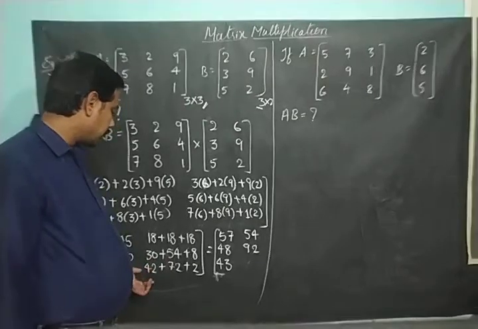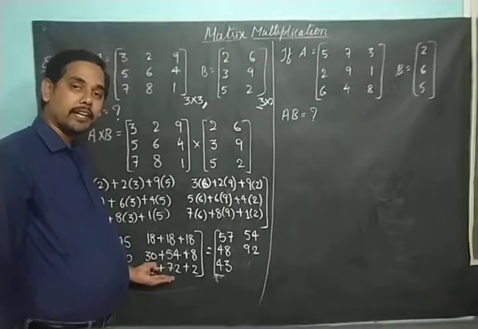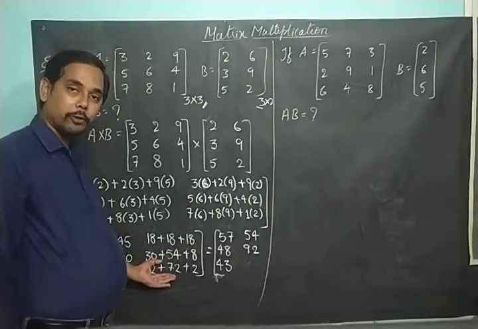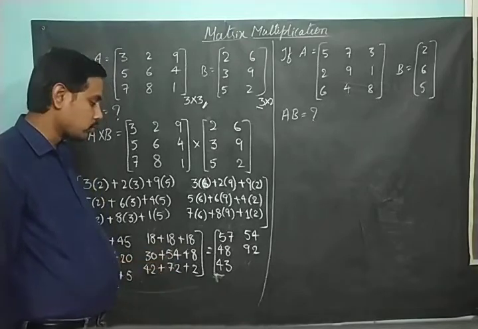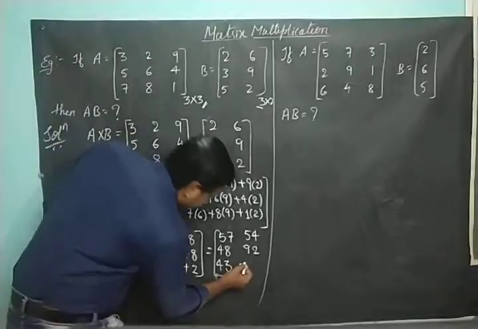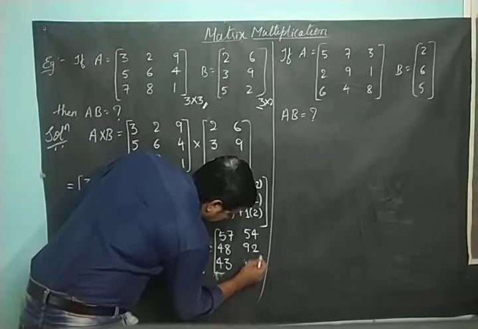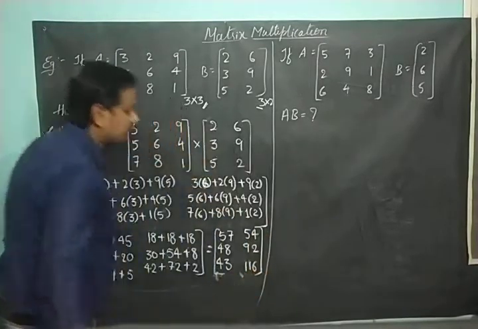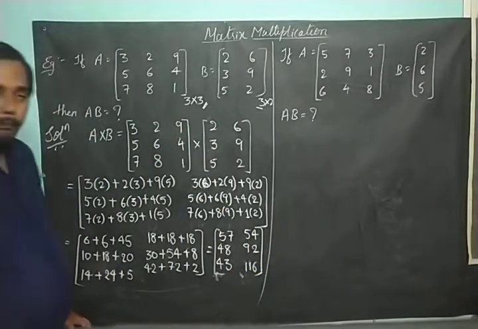So how much you get? 42 plus 72. It will be 114. 114 plus 2, 116. This will be the resultant matrix.